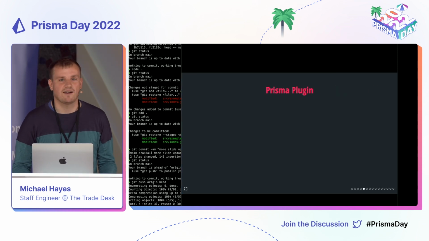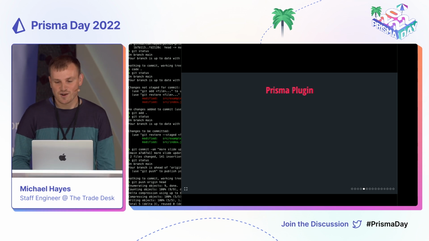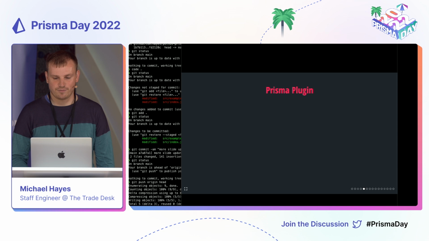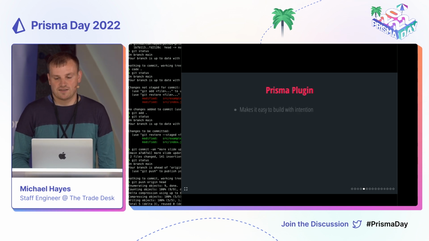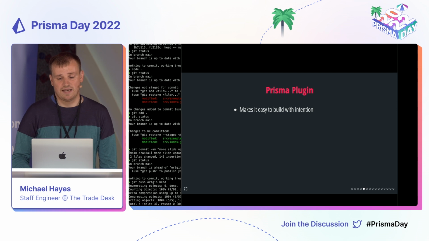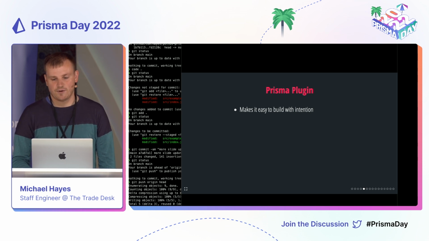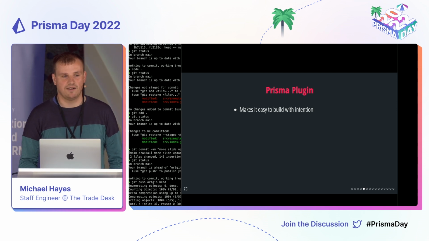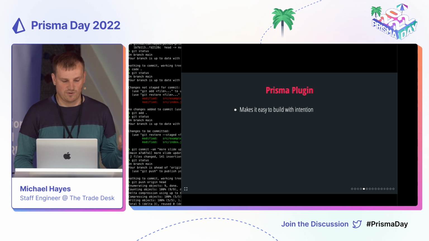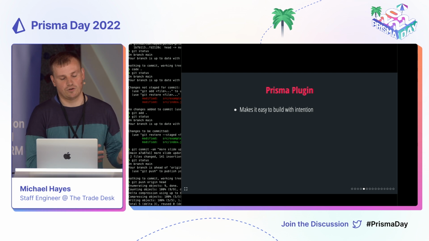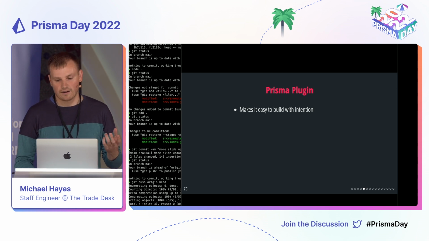But we're at the Prisma Day conference, so I want to try to quickly get into the actual Prisma plugin and what it can do for you. So the goal of the plugin is to make it easy to build with intention. I wanted to talk more about problems with automatically generating your GraphQL schema from what's in your database, but these talks are fairly short, so I didn't have a whole lot of time to go into that. But the goal is to make it as easy as possible using the data you already have in your Prisma schema to explicitly define an API that you control and design rather than just generating that automatically.